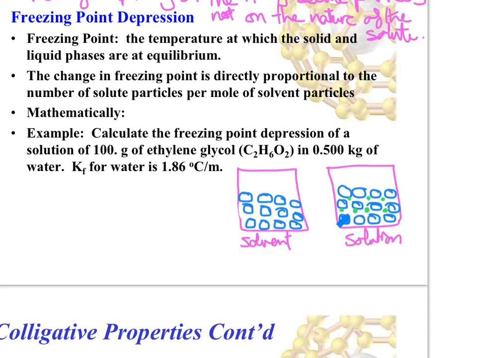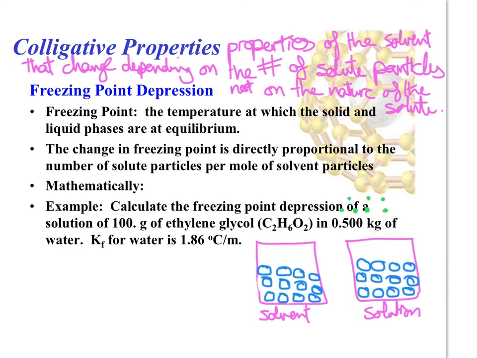So because it's harder, I have to freeze it at a lower temperature. In order to freeze a liquid, usually you have to cool it down. And so comparing a solution to a pure solvent, I have to cool down the solution even more than the normal solvent by itself in order to freeze it because the solute particles are in the way. And so we say that the freezing point depresses or goes down, hence freezing point depression.